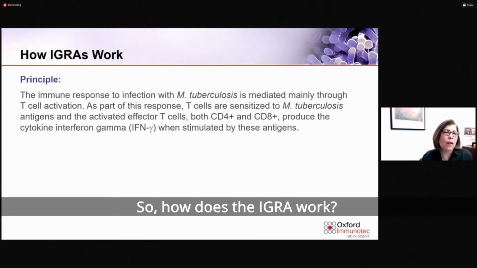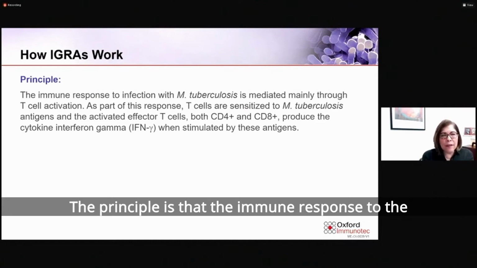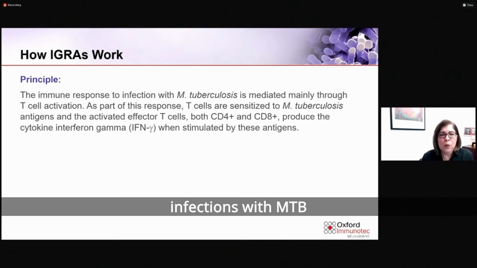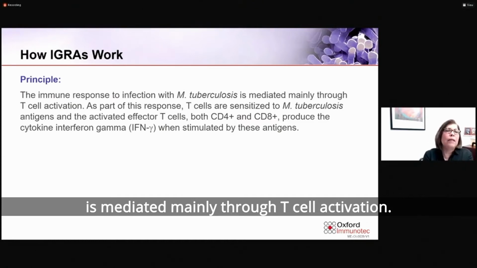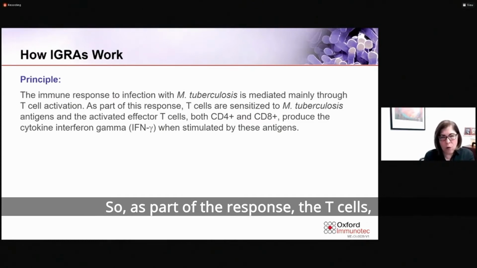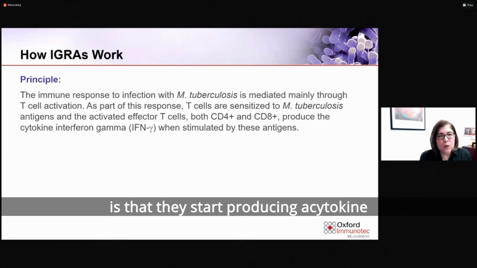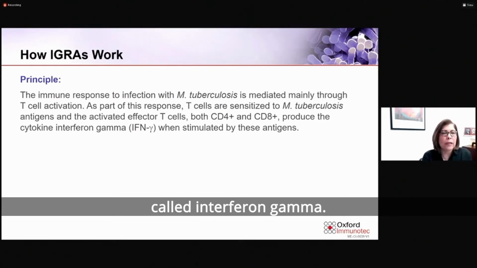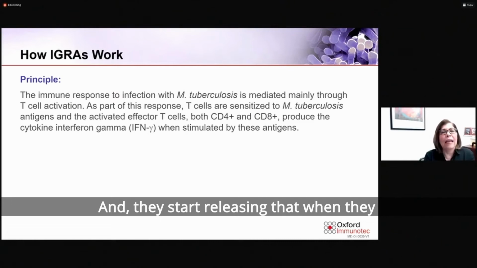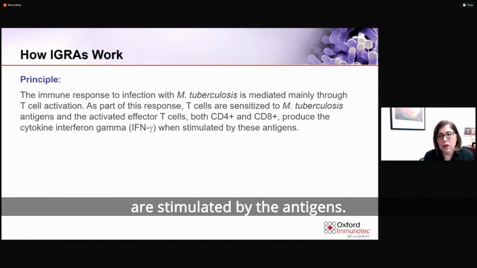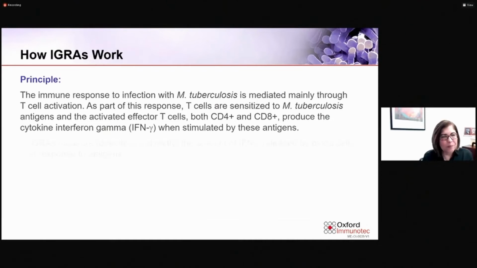So how does the IGRA work? The principle is that the immune response to infection with MTB is mediated mainly through T cell activation. As part of the response, the T cells, CD4 and CD8, are sensitized to the bacterial antigens. And the response to the sensitization is that they start producing a cytokine called interferon gamma, and they start releasing that when they are stimulated by the antigens.